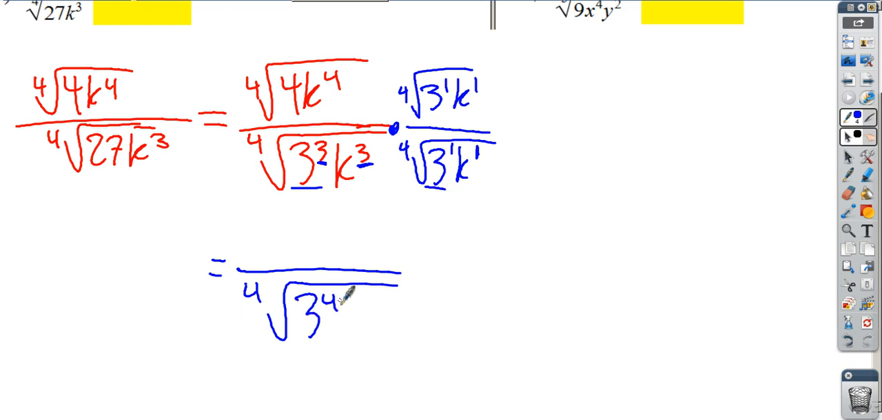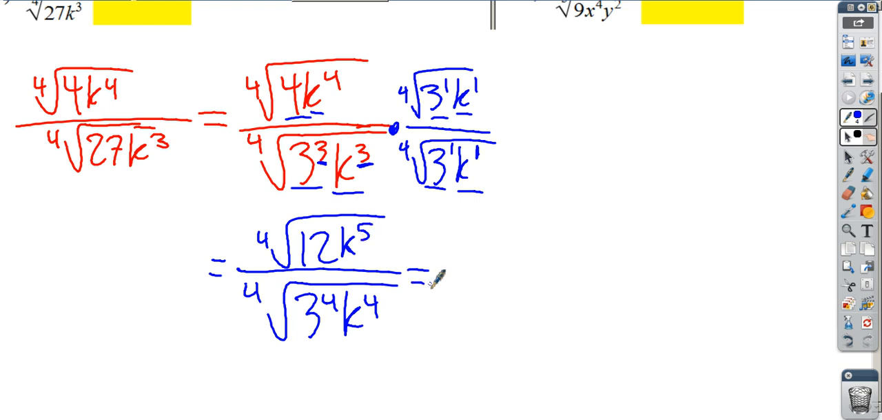So what's 3 to the third times 3 to the first? That's 3 to the fourth. What's k to the third times k to the first? That's k to the fourth. What's 4 times 3? That would be 12. And what's k to the fourth times k to the first? That's k to the fifth. And well, we'll leave it as k to the fifth for now. We're going to have to simplify it in just a sec.